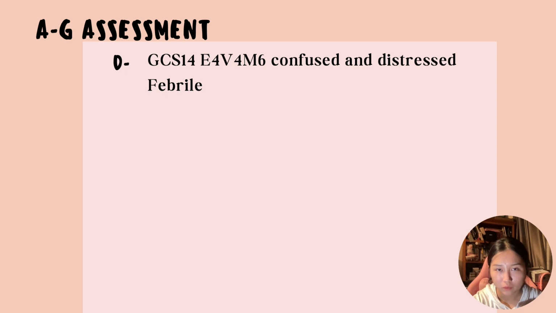Disability: GCS 14, E4 V4 M6. Confused and distressed. The increase of carbon dioxide in older adults can cause neurological depression. Hypoxemia and hypercapnia can lead to confusion. It is therefore crucial to improve oxygen levels and improve his mental state.